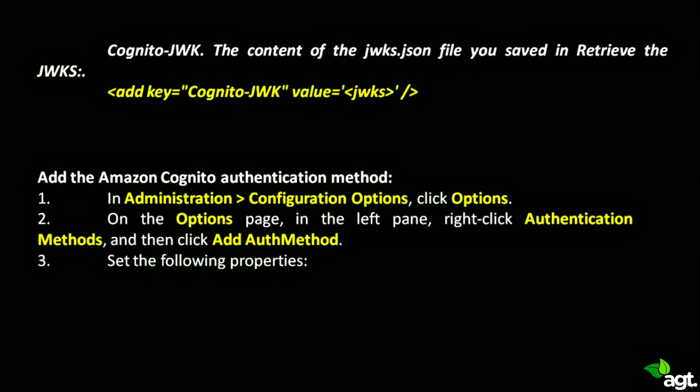So now add the Amazon Cognito authentication method in administration. Go to the configuration options and click options. Second, on the options page in the left panel, right-click on authentication methods and then click add authentication method.